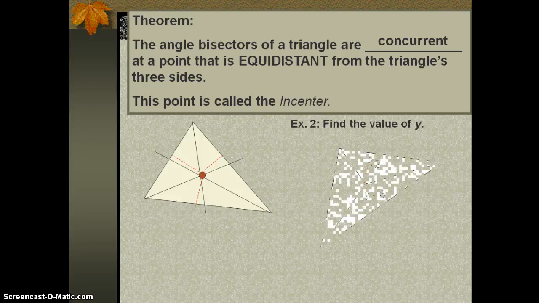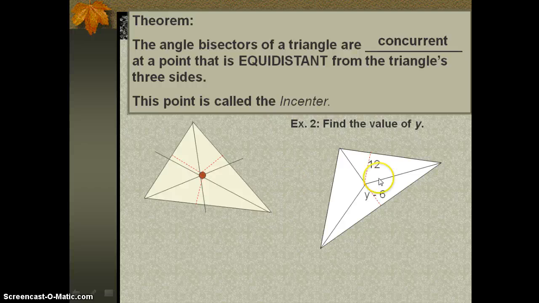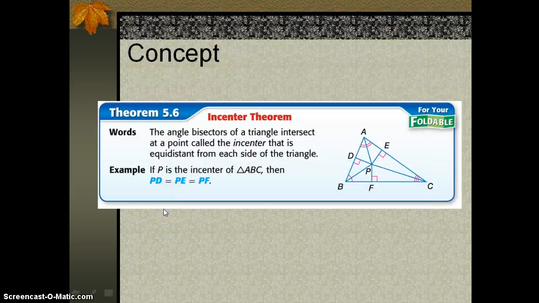Find the value of y. So we can see that our angle bisectors are meeting in our incenter, and this incenter is going to be equidistant from the sides of the triangle. So that means I need to set those two equal to get that y is equal to 18. Remember, whenever you're finding distance to a side, you need to make sure it's the perpendicular distance. That's why we didn't just use these lines right here. We drew in new lines, and these are going to be perpendicular. You can see it better in this picture here.